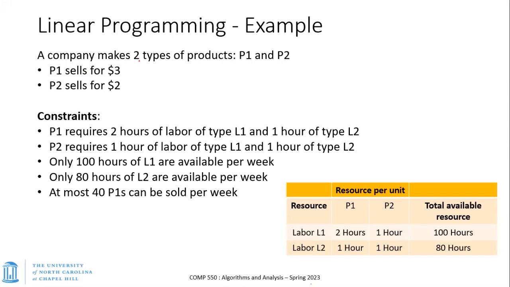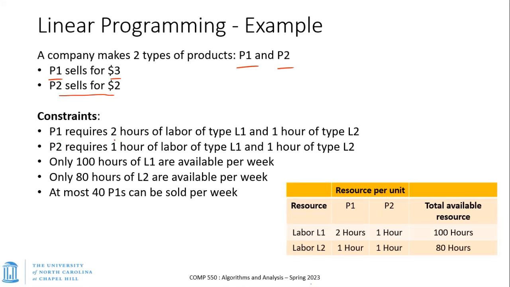So it says here that a company makes two types of products, P1 and P2. These could be toys, it could be cars, planes, what have you. Given that the cost is $3, it's probably toys. So P1 sells for $3 and P2 sells for a lower amount, $2. Now, in addition, you'll have a bunch of constraints. So let's say the following are the constraints.